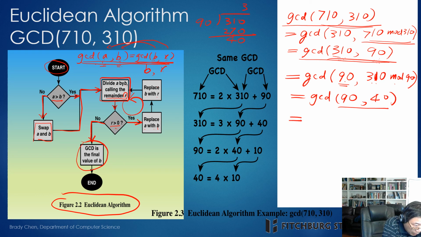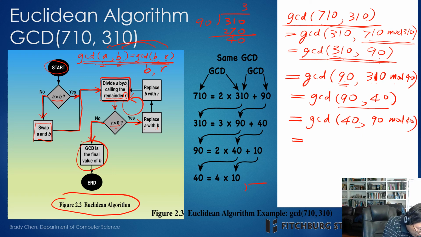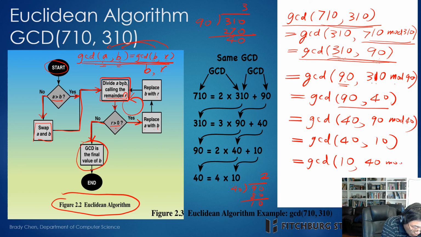Then we continue with the GCD of 90 and 40, which is GCD of 40 and 90 modulo 40. What is 90 modulo 40? We do the division again. 90 divided by 40, we put a 2, so 80, remainder 10, right? So then we have a GCD of 40 and 10. Now we are closer.